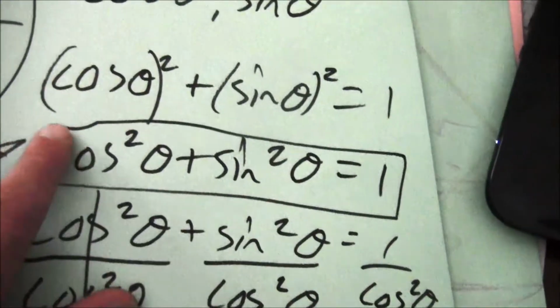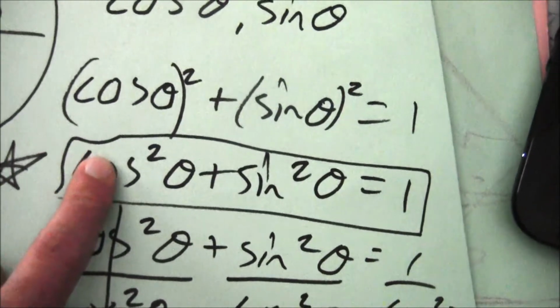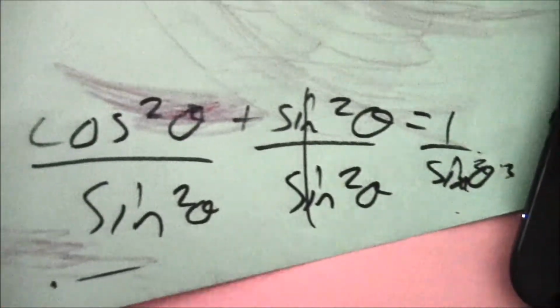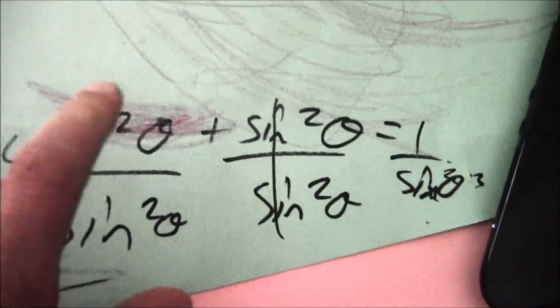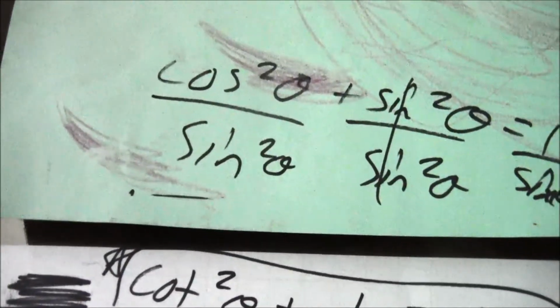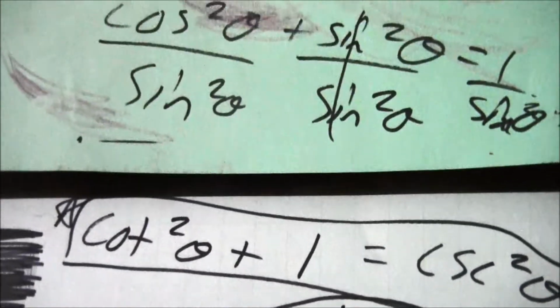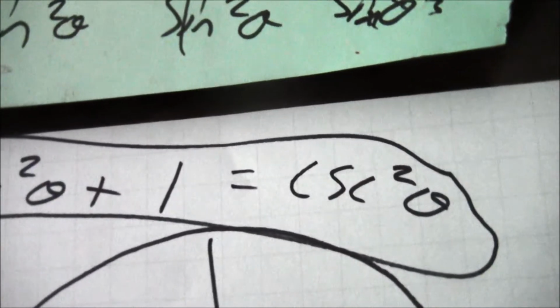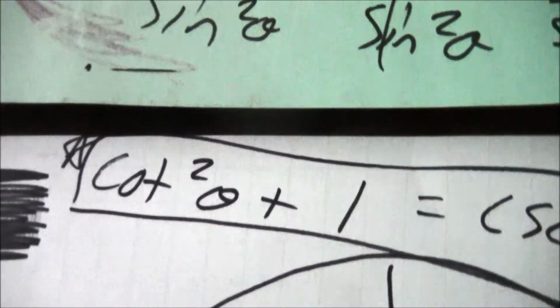Go back up here. Instead of dividing by cosine, you can divide the whole thing by sine. Divide all by sine squared. Cosine over sine is cotangent, sine over sine is 1, you bring down the plus, and that equals 1 over sine, which is cosecant. So there's your other trigonometric identity.